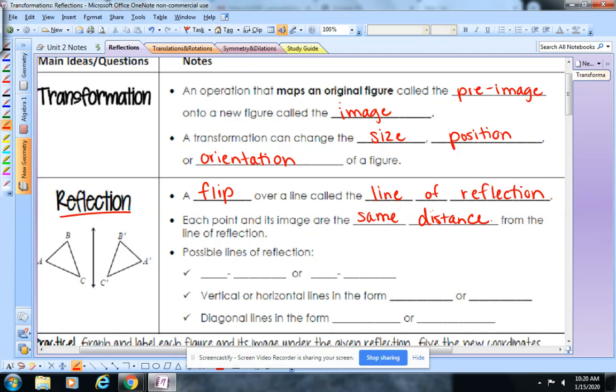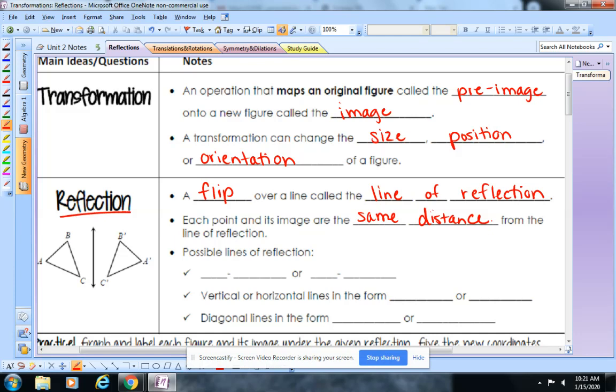So, for example, in this picture, this A over here is the same distance from this vertical line as this A prime is over here. Something else, the little apostrophes that you see on the letter, we call that prime. So this is point A, and this is point A prime. The originals just have the letters, the new ones have the primes. Okay? So, same thing. B is the same distance from the line of reflection as B prime is. C is the same distance from the line of reflection as C prime is. Okay? You have the same distance in both directions.